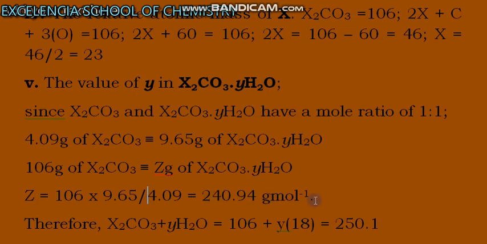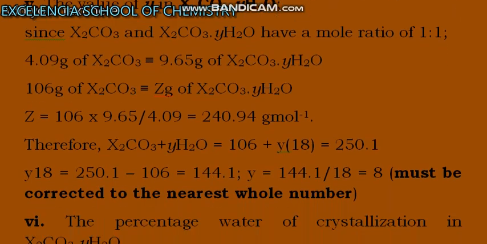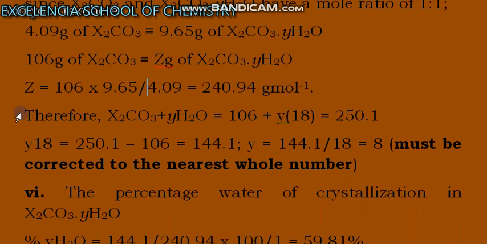Therefore, all this is equal to this, because we have the anhydrous is this, and when you calculate the anhydrous plus Y water of crystallization, it gives us everything. Sorry, there was a mistake here. The value here should be 250.1 gram per mole. Having noted that, we make Y the subject of formula, collecting like terms. We find that Y is 8. It must be corrected to the nearest whole number, 8.